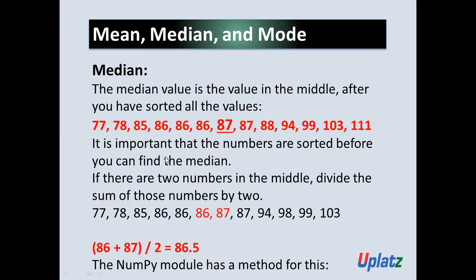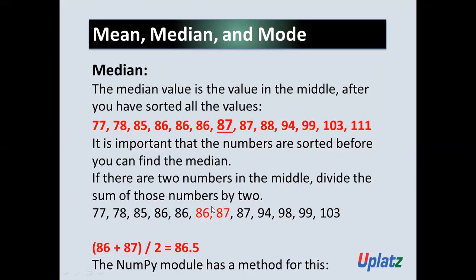It is important that the numbers are sorted before you can find the median, so please make a note of it. You should sort the numbers before you find the median. Now, if there are two numbers in the middle, divide the sum of those numbers by 2. For example, see here, how many numbers do we have? 1, 2, 3, 4, 5, 6, 7, 8, 9, 10, 11, 12. Now here comes the problem. You might think six values on the right side, six values on the left side.